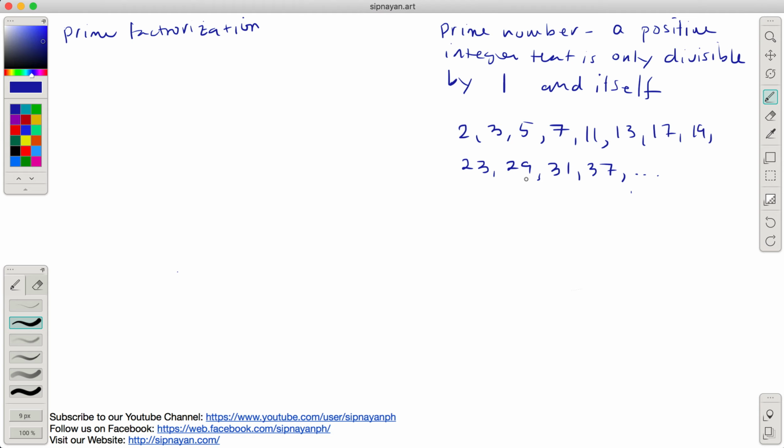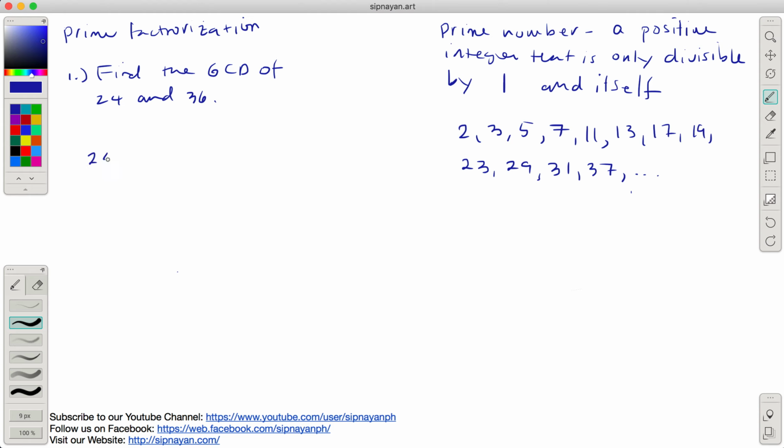So paano natin i-express yung isang number? O paano natin kukunin yung GCD ng dalawang numbers by prime factorization. So for example, 24 and 36. Find the GCD of 24 and 36. Gamitin natin prime factorization kasi nagamit na natin yung listing, di ba? Tsaka ladder method. So paano yun? Ipa-factor muna natin to. Ipa-prime factor.